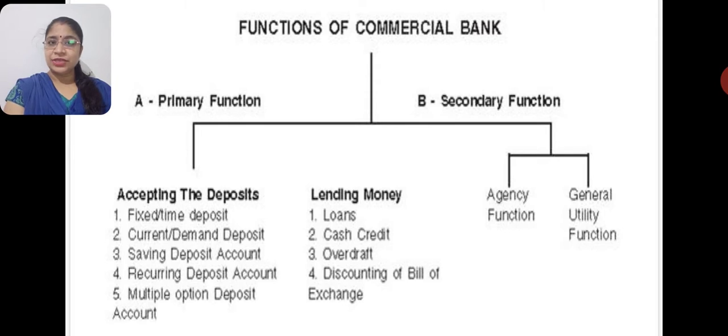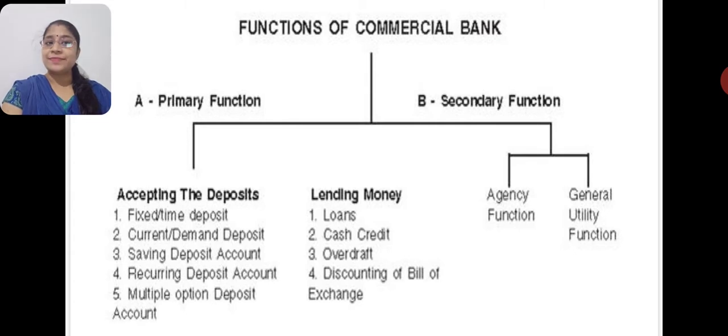In our last video, we started our fourth chapter, that is business services, and we studied what is business services and types of bank. So today we are going to focus on functions of commercial bank: primary function and secondary function. There are two types of function performed by commercial bank.